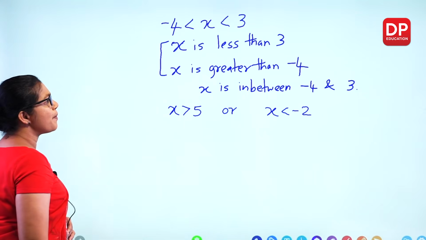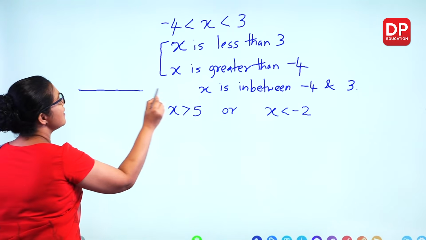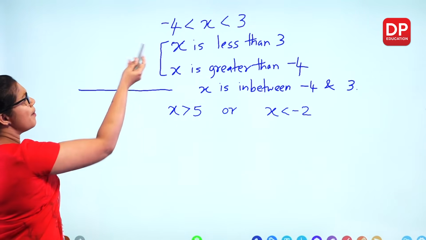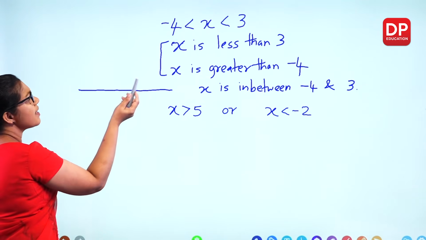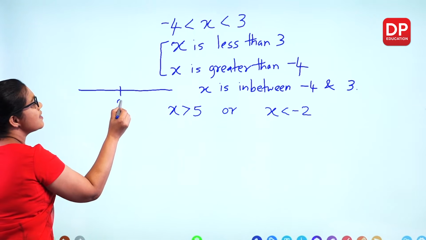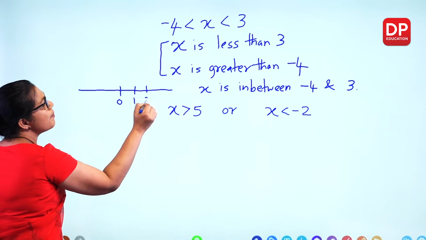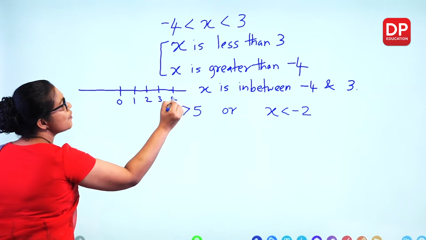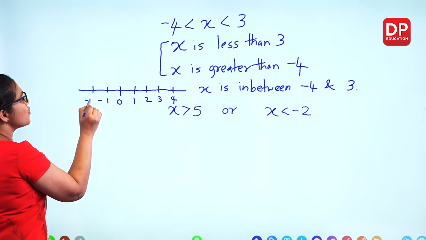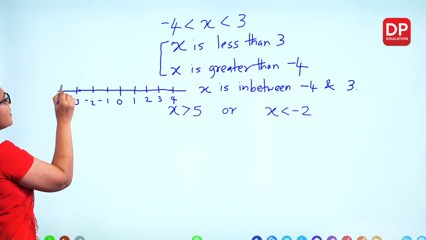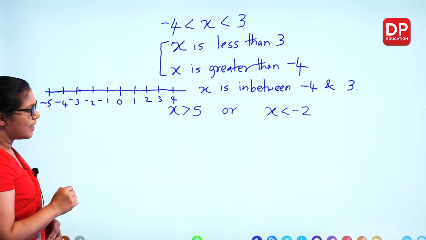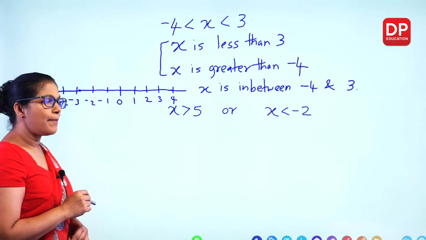If you want to represent this on a number line, we need to mark the numbers. Here, minus 4 is there. So, we can start. We need 0 as well, because in between 0 satisfies. So, we'll start from 0 and I'll put 1, 2, 3, 4, just a few numbers. On the other side, I can put minus 1, minus 2, minus 3, minus 4 and one more, minus 5.